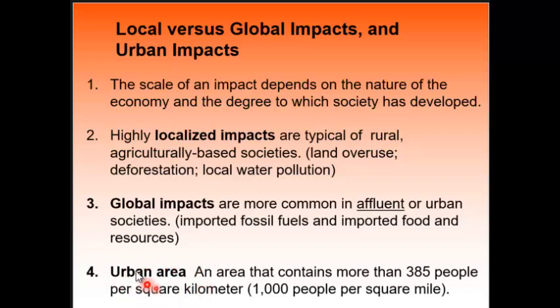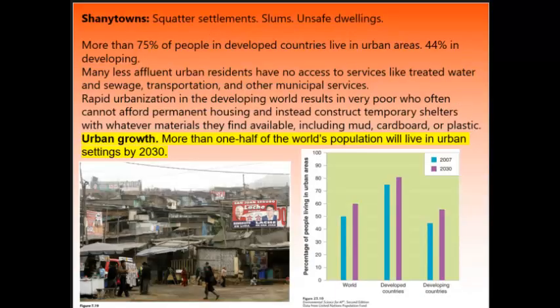And this one right here, urban area. That is where we have 1,000 people per square mile. It's a city, guys. So urban growth is happening all over the world. By 2030, which is in purple, when you look at worldwide, they predict that 60% of our population is going to be living in urban areas. Right now, more than 75% of developed countries live in urban areas, 44% in developing. Okay, here is our developing.